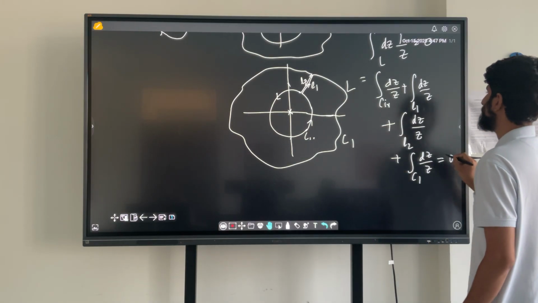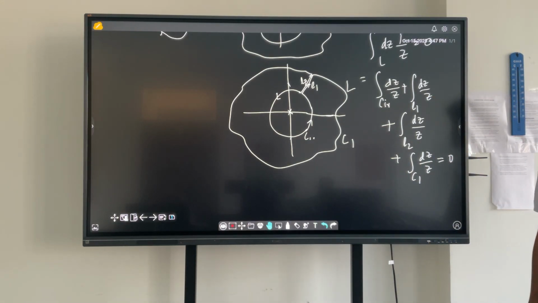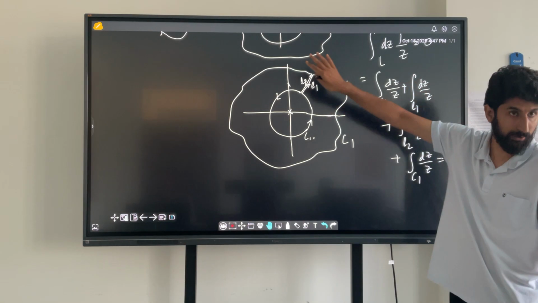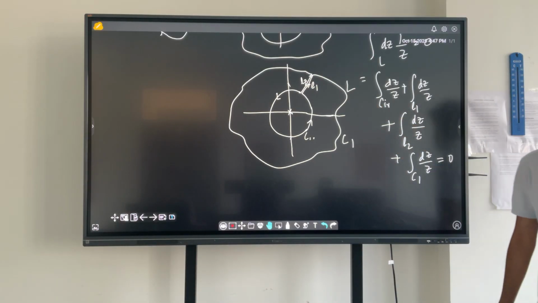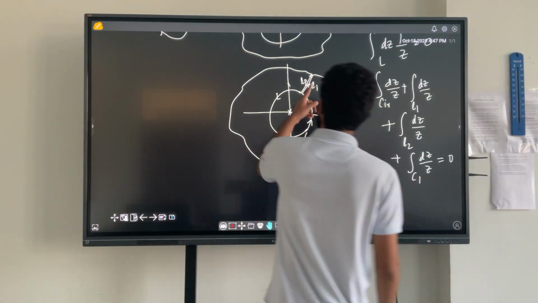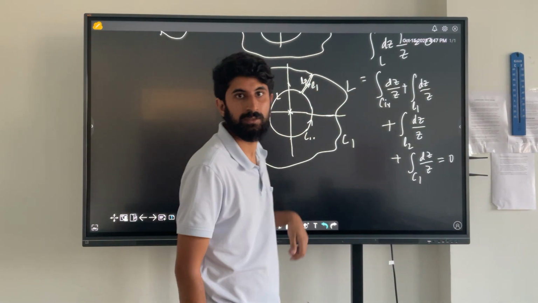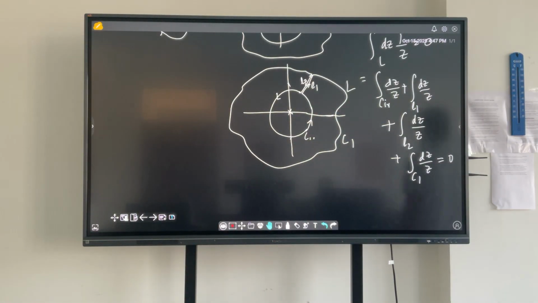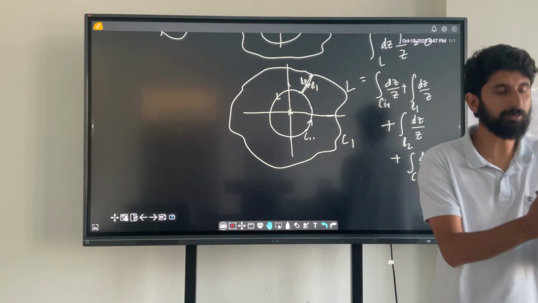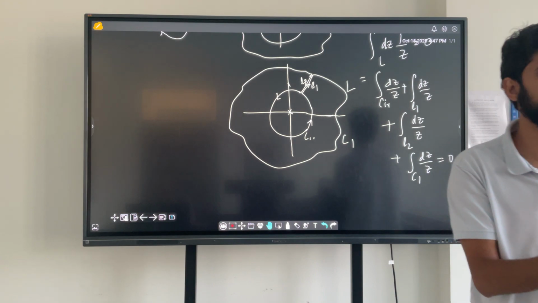But this sum has to be 0. If I add all this, I should get 0, right? Because the sum of these integrals is just the total integral over the big loop. What about integral L1 plus integral L2? Remember, L1 and L2 are two lines which are almost on top of each other.